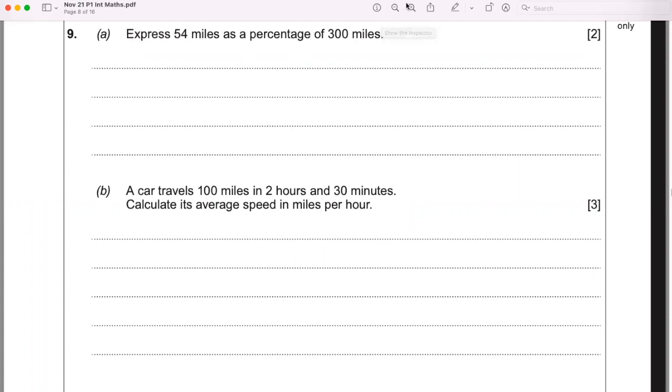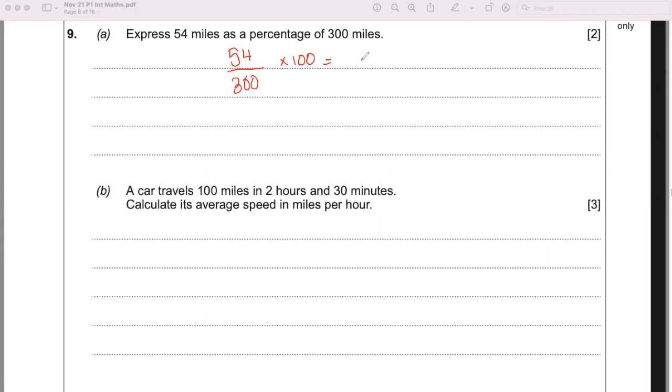Question 9. Express 54 miles as a percentage of 300 miles. And the way to do this, to express something as a percentage of something, you just write it down as a fraction first, okay? And then you would need to turn that into a percentage, so you times it by 100.